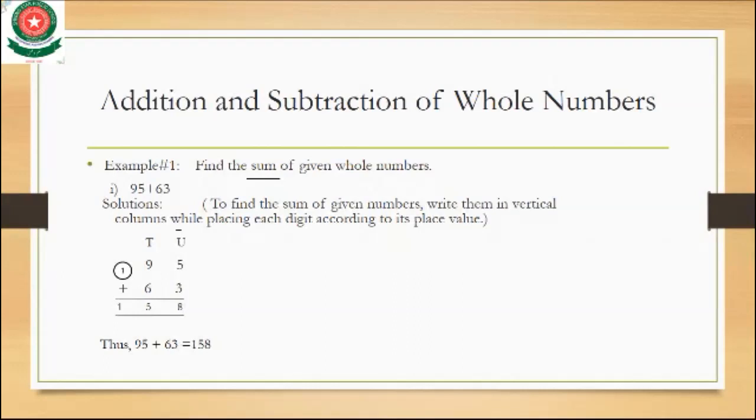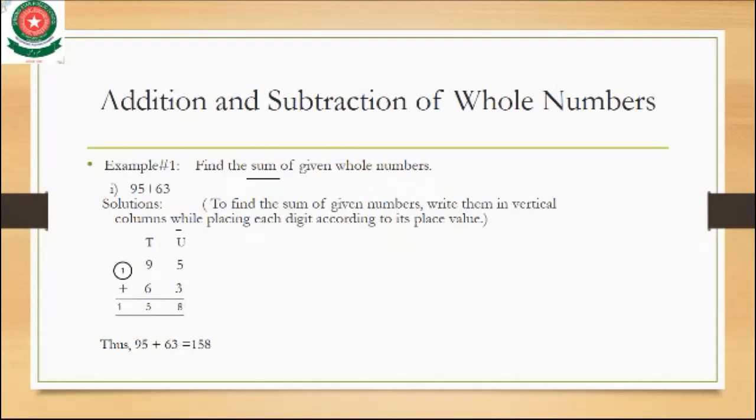Find the sum of the given whole numbers. First part is 95 plus 63. It means that you will add 95 with 63.